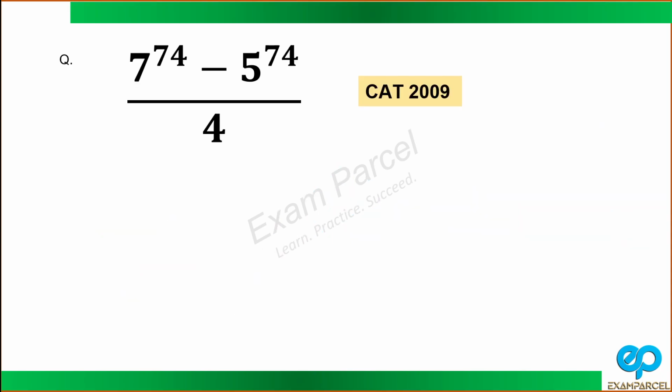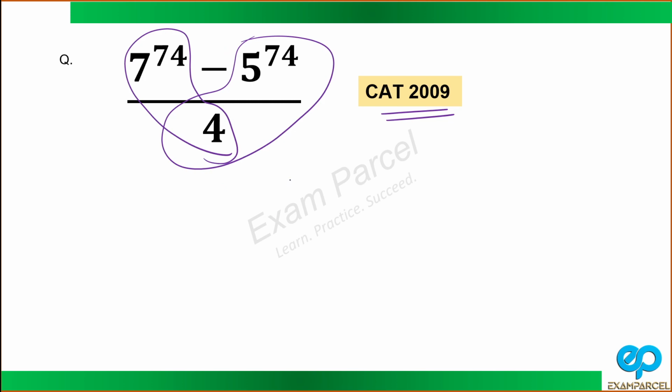Okay, now let's move on to an actual CAT question. CAT 2009. 7^74 minus 5^74 divided by 4. Again same thing, split this into 2 parts. Okay, so 7^74 by 4 minus 5^74 by 4.